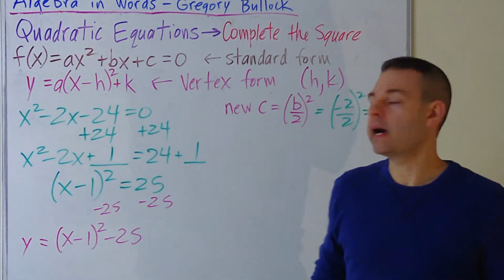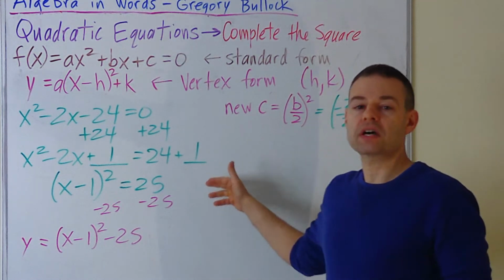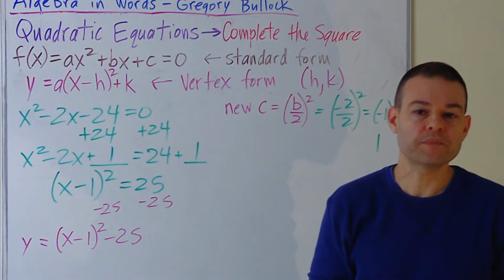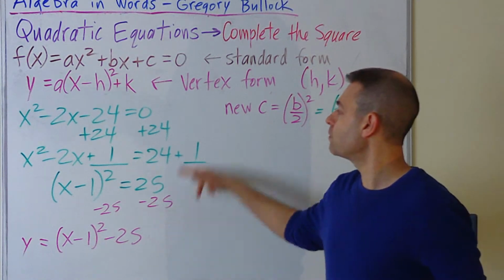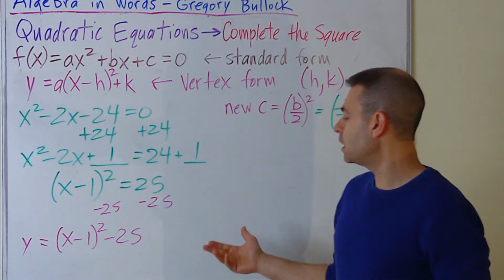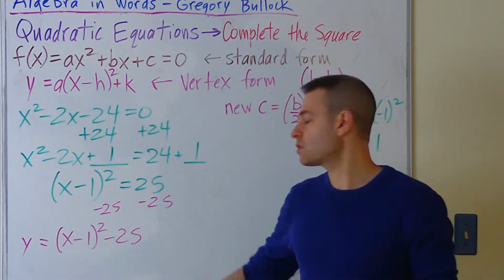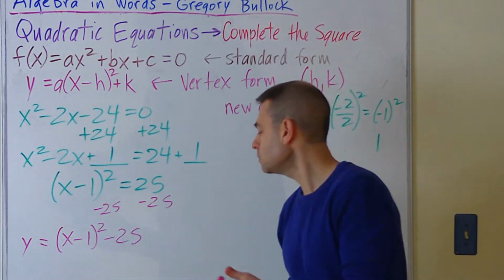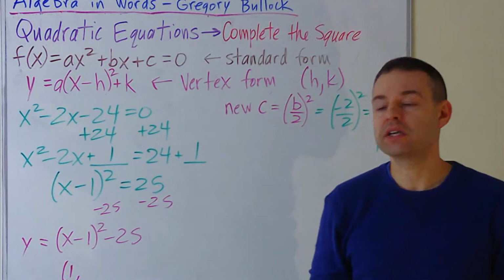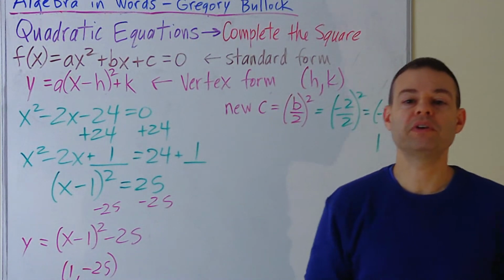But now you can see how if we stopped midway through the complete the square method and moved the constant to the left with the parentheses and with the x squared, then now we have the vertex form of the quadratic. And from there, you could extract the vertex. The vertex h would be 1, and k would be, as it is, negative 25. Okay, that would be the vertex.